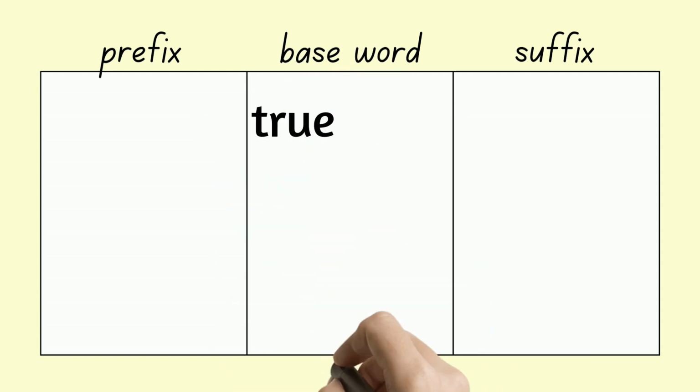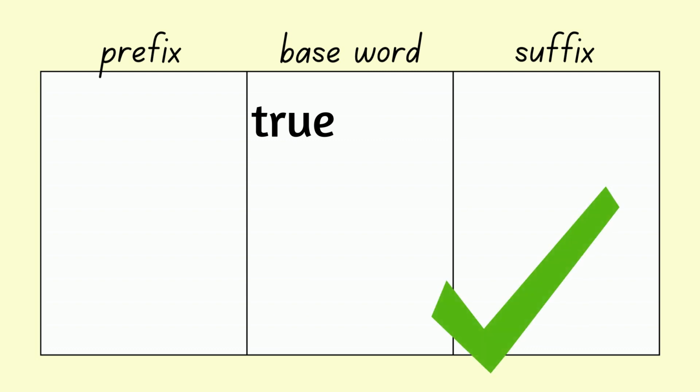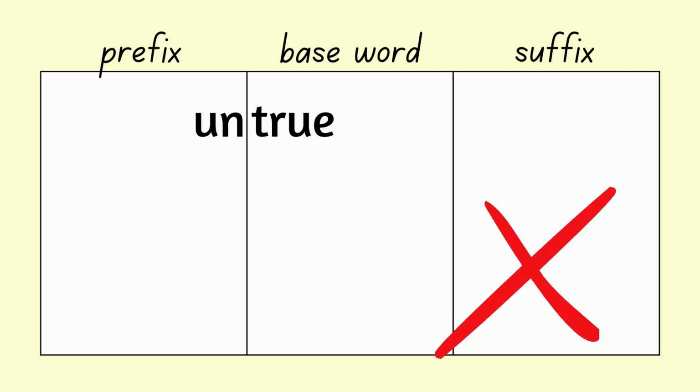Let's take a look at the word true. True means correct or right. If I add the prefix un, the word becomes untrue. And what does that mean? It is incorrect or a lie. True and untrue are opposite meanings.